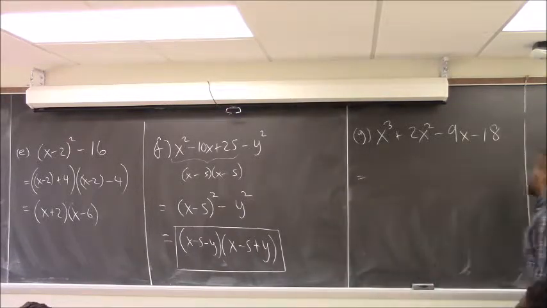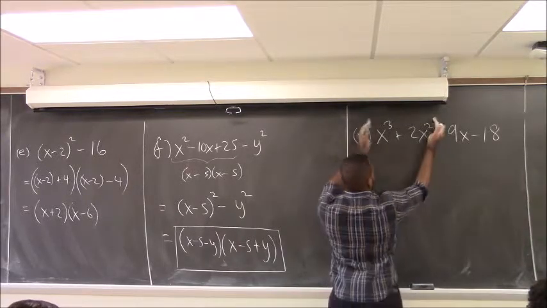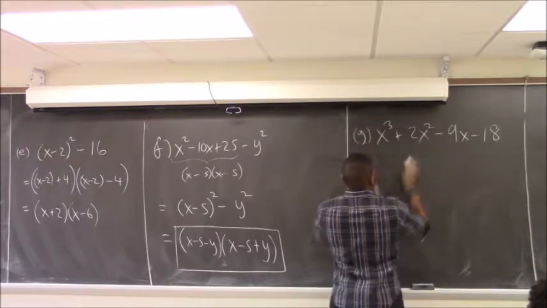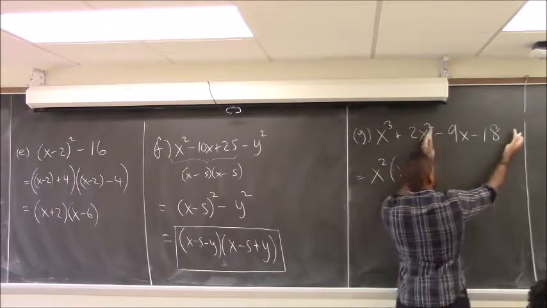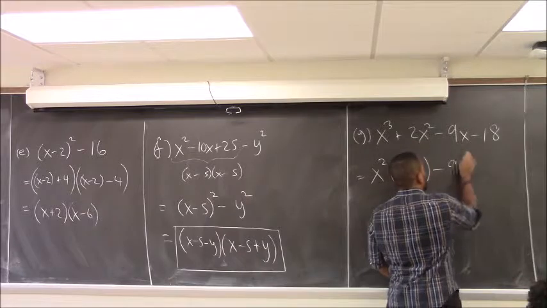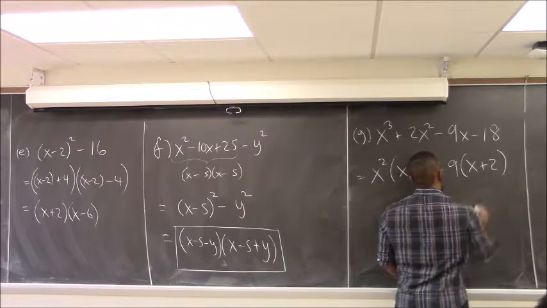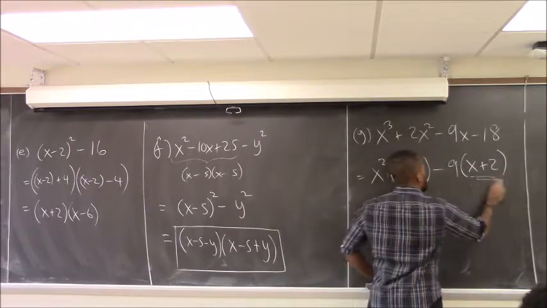Here, we see 4 terms, so we're thinking factor by grouping. At least that's what we should be thinking. I'll talk about that in a little bit. Common term here: x squared. Common term here: -9. So now x plus 2 is a common term.